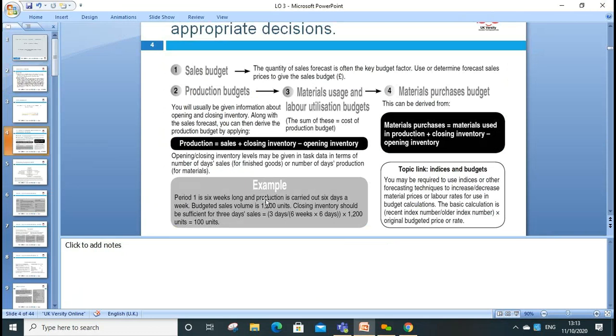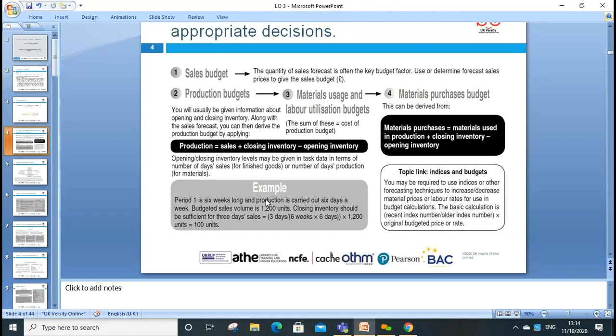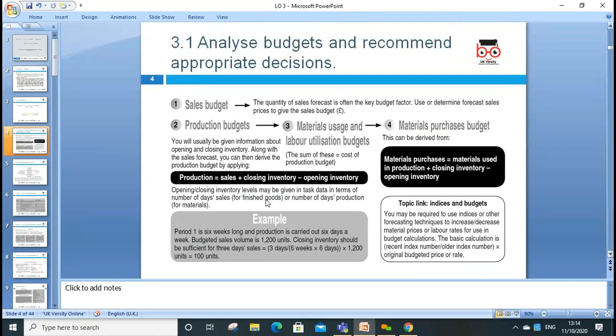We'll go through 3.1 now. 3.1 is about budget. A budget is a financial plan for the future, and when we make the budget, we always look around and forecast the sales. All budgets are based on the sales forecast. The quantity of the sales forecast is often the key. Budget forecasts are the factors that determine the sales forecast, which helps to make the sales budget, the basis of the budget.